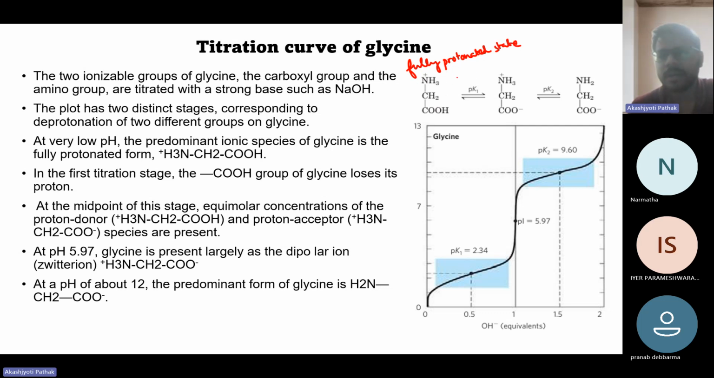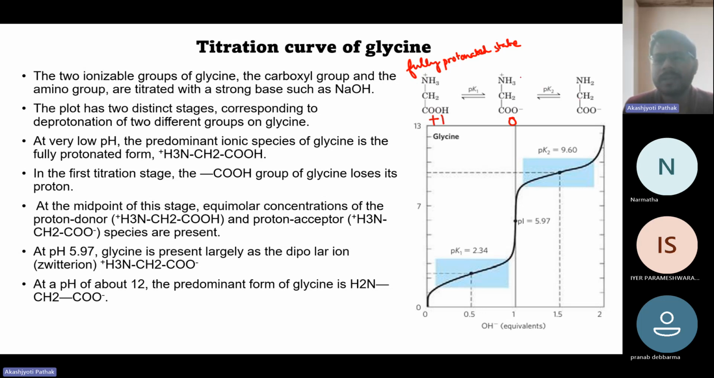And as you continue to add hydroxyl ions, or you continue to increase the pH of the solution, first what happens? First, the proton attached to this COOH group is lost. Once this proton is lost, this becomes COO minus, and the net charge on the molecule will be zero. Here the net charge was plus one.